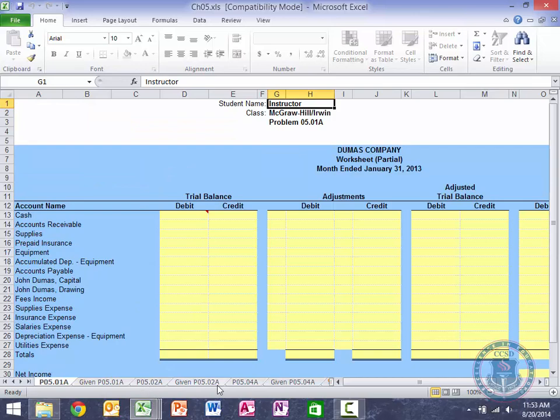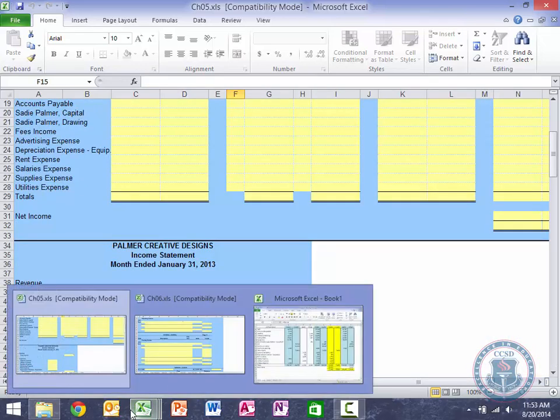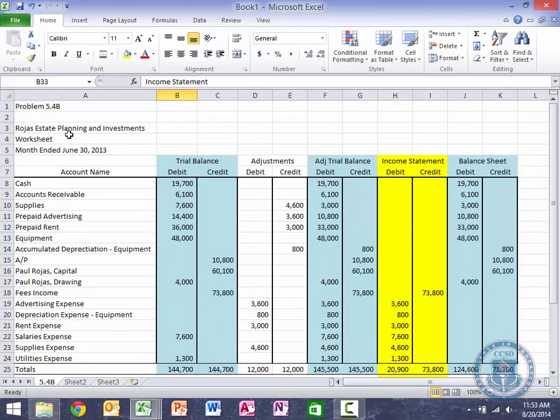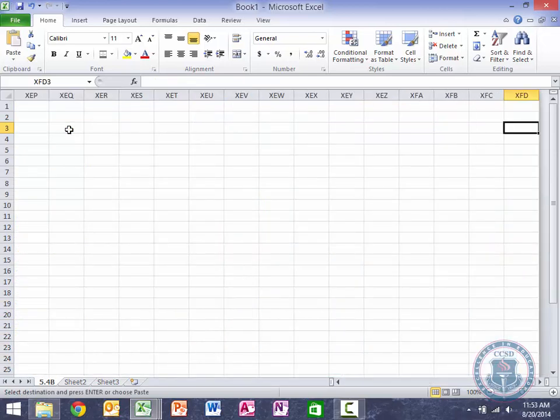Sorry, I thought I was going to the right one here. 5.4, let me jump over to this one. I'm going to go ahead and just start my income statements and everything. So I'm going to put financial statements. This one's going to be the income statement. Okay, the name of this company is Rojas Estate Planning and Investments.